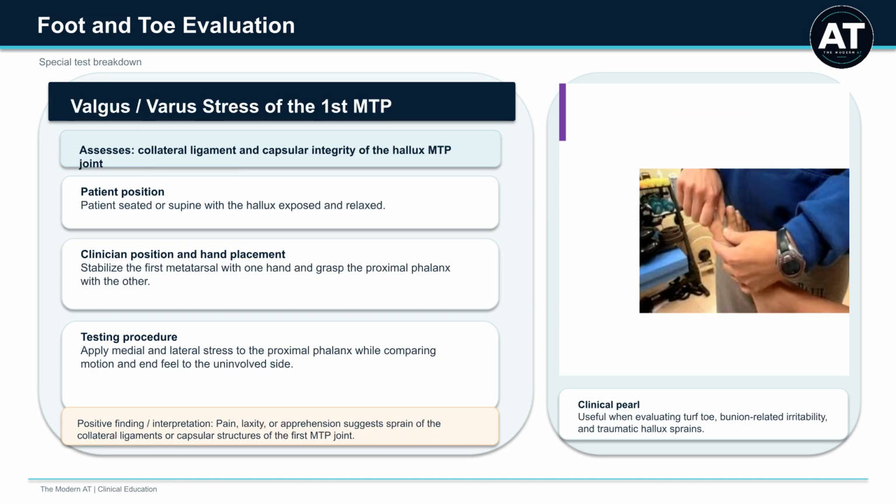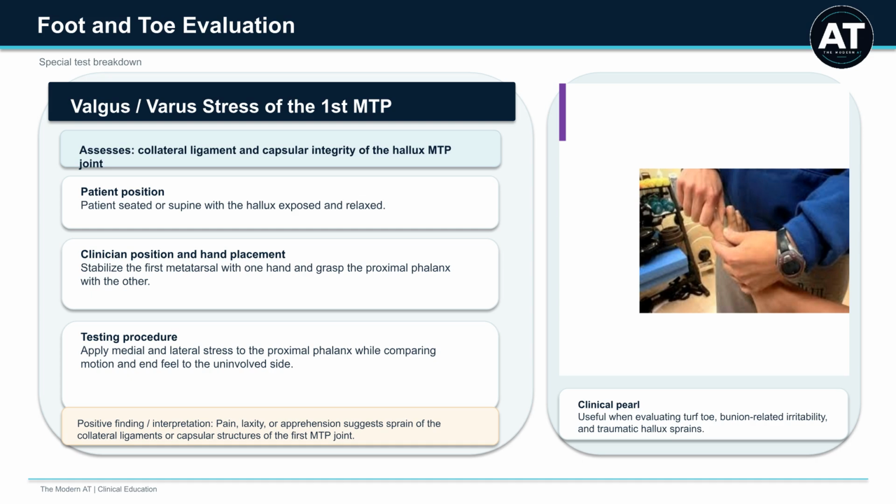Varus and valgus stress of the first MTP assesses collateral ligament and capsular integrity of the hallux joint. Position the patient seated or supine with the hallux relaxed. Stabilize the first metatarsal with one hand and grasp the proximal phalanx with the other. Apply medial and lateral stress while comparing motion, pain, and end feel to the uninvolved side.